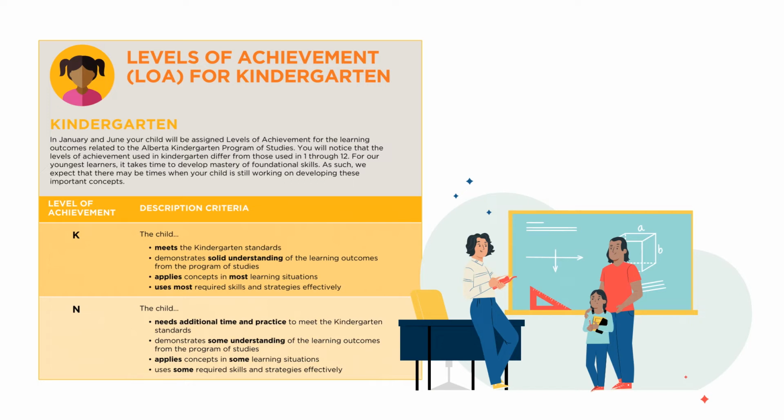When a child receives an N on the summary report, this means that your child requires additional time and practice to meet the kindergarten standards. They have some understanding of the learning outcomes, and they can apply concepts and use some required skills and strategies.